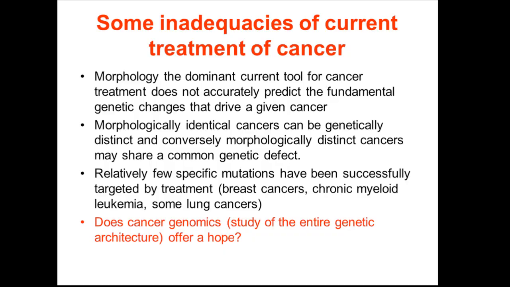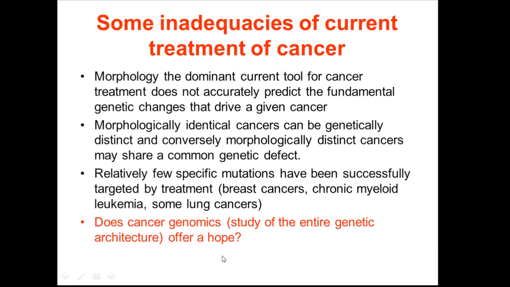Okay, coming towards the end, what are some inadequacies of current cancer treatment? Morphology is the dominant current tool for cancer treatment, which does not accurately predict the fundamental genetic changes in a given cancer. Morphologically identical cancers can be genetically distinct, and conversely, morphologically distinct cancers may share a common genetic defect, just as I gave you the example of BRAF mutation. Relatively few specific mutations have been successfully targeted by treatment: in breast cancer, Herceptin, chronic myeloid leukemia, some lung cancers.